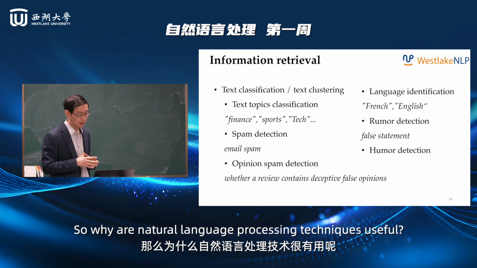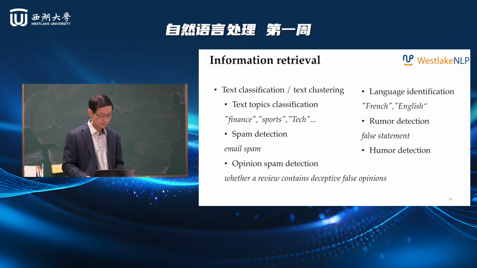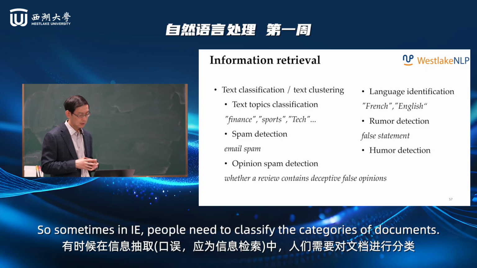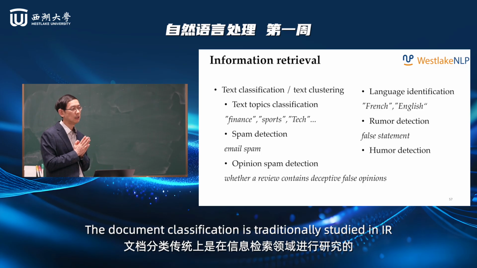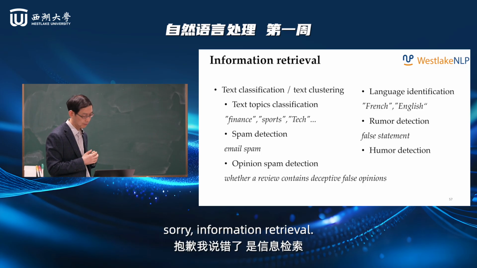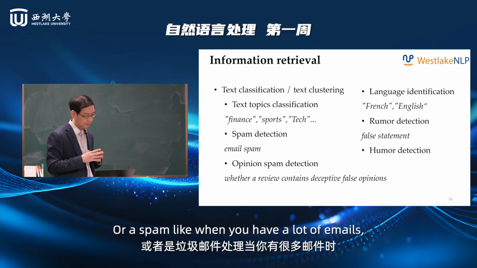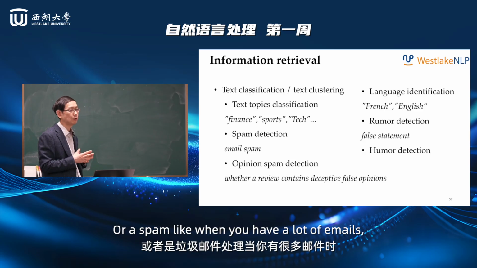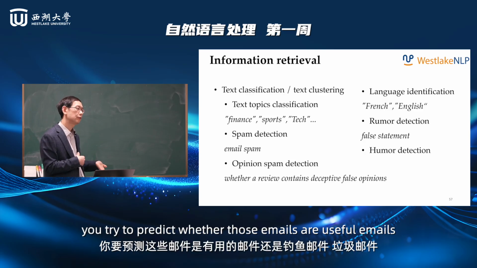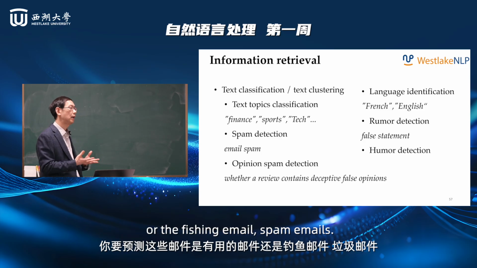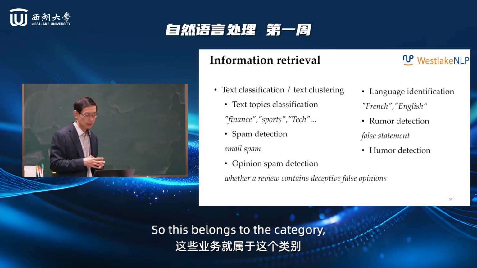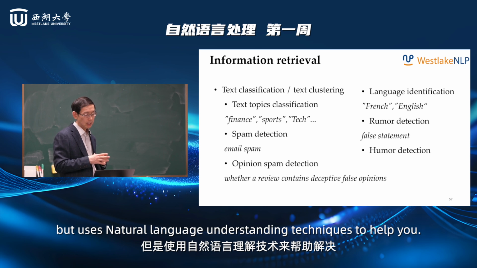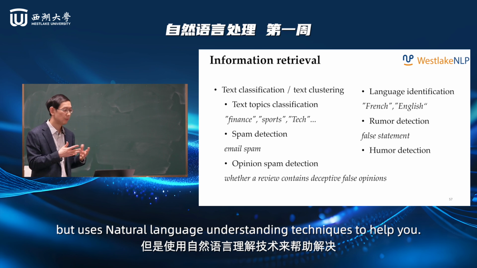So why are natural language processing techniques useful? Sometimes in IR, people need to classify the categories of documents. So document classification is traditionally studied in IR, information retrieval. Or spam, like when you have a lot of emails, you try to predict whether those emails are useful emails or phishing emails, spam emails. So this belongs to the category, but uses natural language understanding techniques to help you.